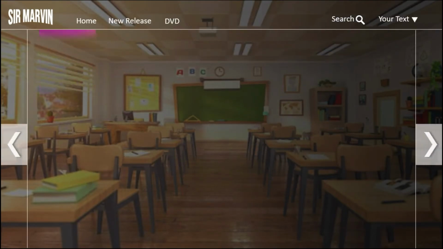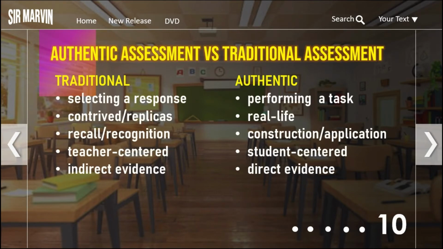Okay, another comparison of traditional and authentic. Okay, sa traditional, selecting a response. So, yung nasabi ko nga kapag traditional, dito na papasok yung multiple choice, matching type, true or false, and so much more. So, meron na silang choices, meron na silang options. Ang gagawin na lang nila is mamili ng tamang sagot. Sa authentic naman, silang bahalang mag-perform ng task. And dito naman sa traditional, contrived or replicas, ibig sabihin unreal. Okay? And then sa authentic naman, real life na yung mga tasks na pinapagawa sa kanila.